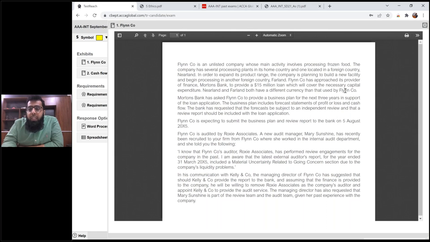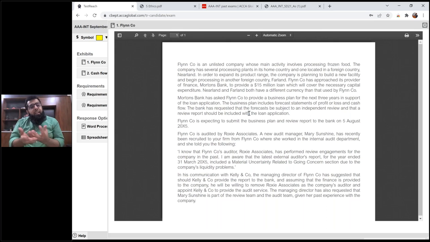Okay, so if we read the data till here, basically what we are getting to know is that Flynn Company is planning to expand overseas, and they are going for a bank loan. Now, Morton's Bank has asked Flynn Company to provide a business plan for the next 3 years in support of the loan application. The business plan includes a forecast statement of profit or loss and cash flow. The bank has requested that the forecast be subject to an independent review and that a review report should be included with the loan application.